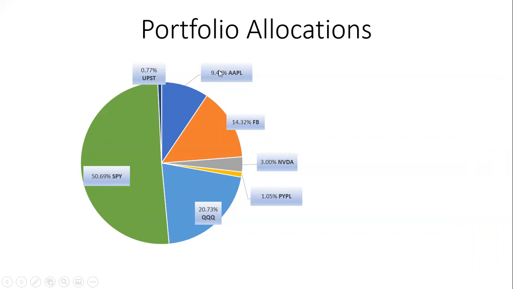And then I have some exposure into individual companies, Apple, Facebook. These are some of the larger sectors that I have. NVIDIA, I have a small percentage with, and PayPal and Upstart, the ones that can completely blow it out of the park, but they can also go bankrupt, are very, very small percentages of my portfolio.